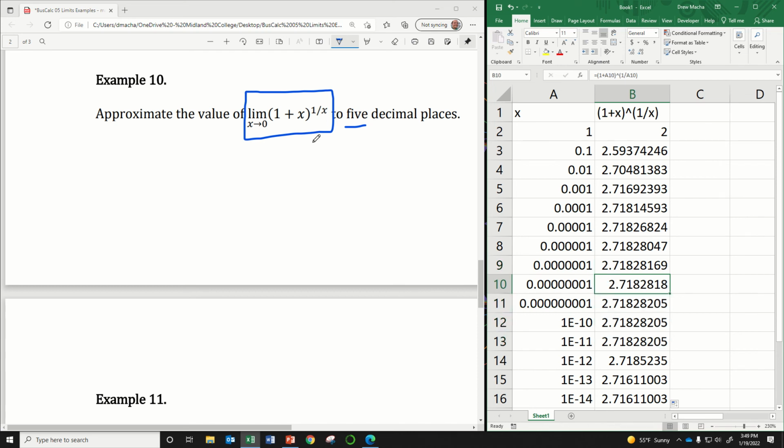And notice you can't plug in x equals 0 because that would be 1 plus 0 to the power 1 over 0. You can't have 1 over 0 because we can't divide by 0, so that would be an undefined number. This function doesn't really exist at x equals 0, but we can approximate it, or we can actually find the limit anyway.